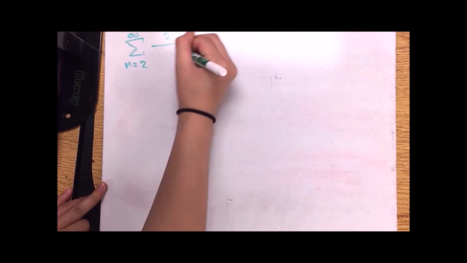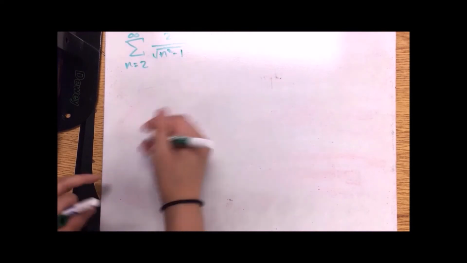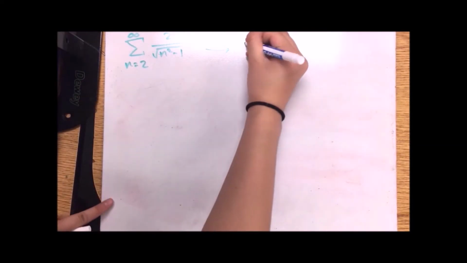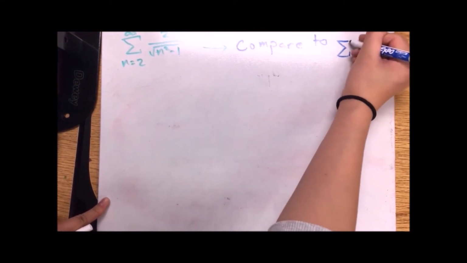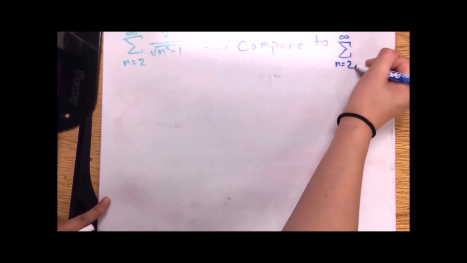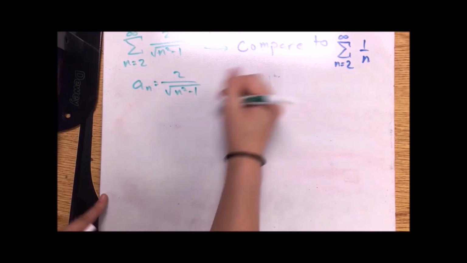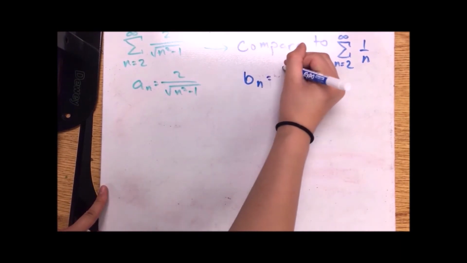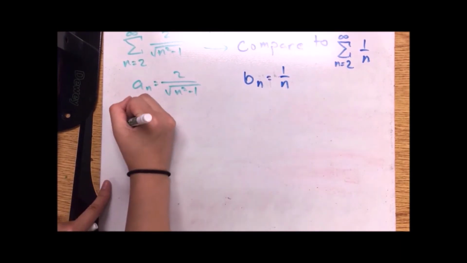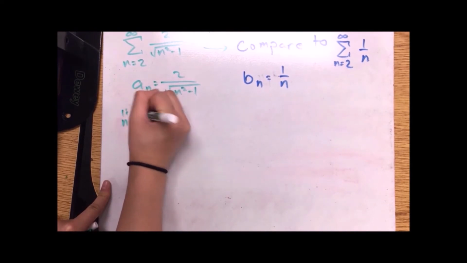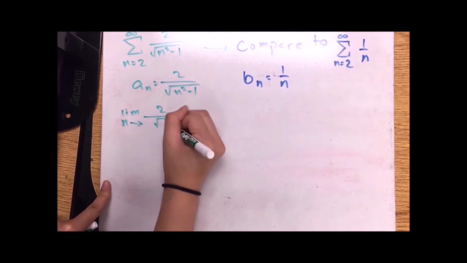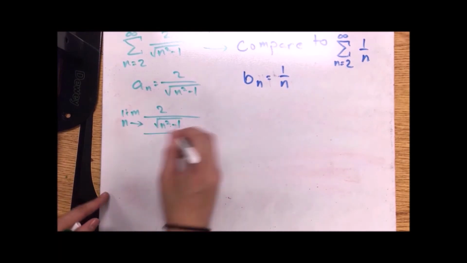For our second example, the problem is the series of 2 over the square root of n squared minus 1, which we can compare to the series of 1 over n. a of n equals 2 over the square root of n squared minus 1, and b of n equals 1 over n. Now, we can take the limit as n approaches infinity of a of n over b of n.